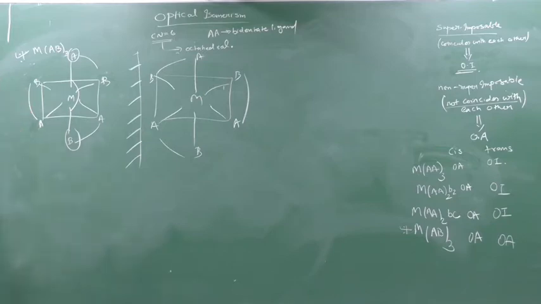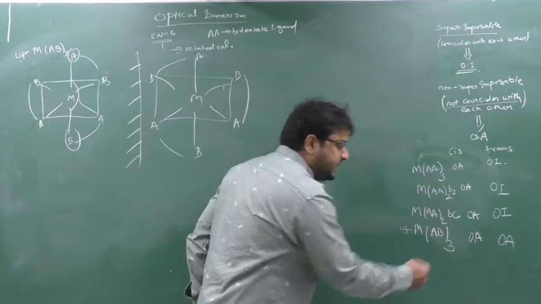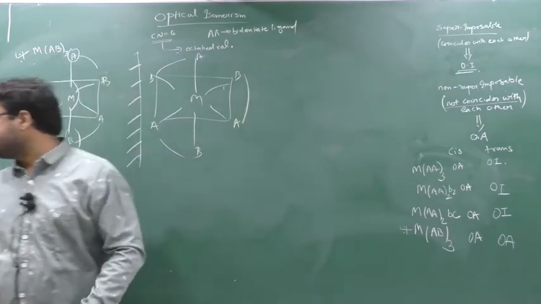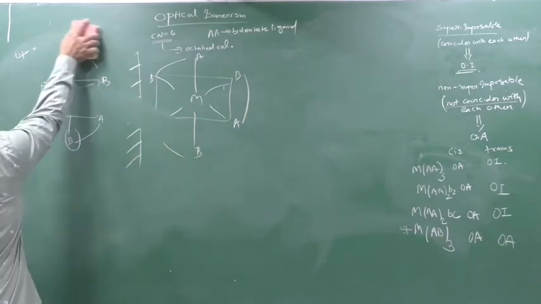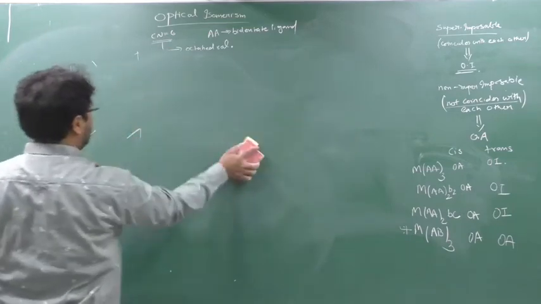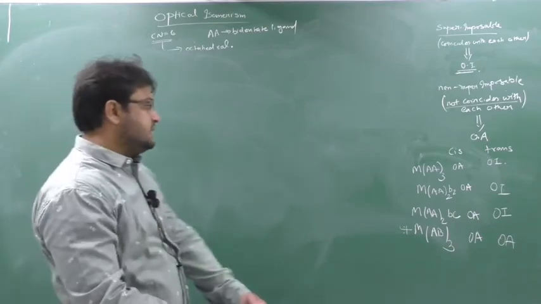So in short, there is a lot of confusion here to show the structure. Better, what to do? This MAB3 type, you have to consider as an exception case that both are optically active, the cis or trans. Please understand this. All are, see here, if you see the list what I have created, you will see this.